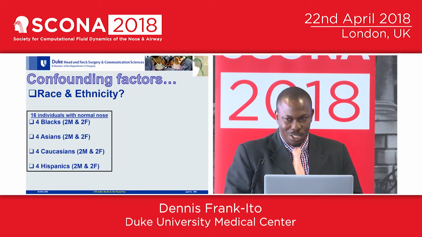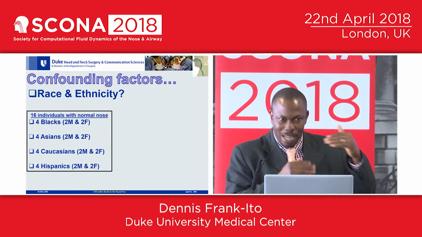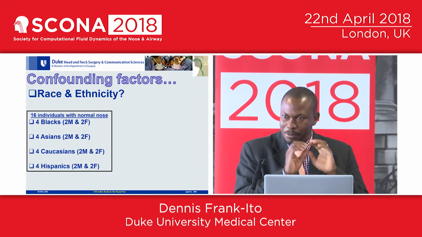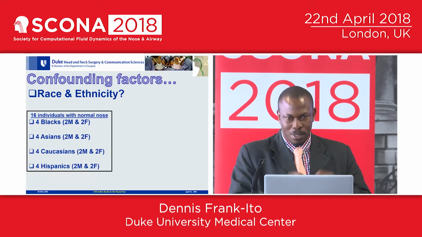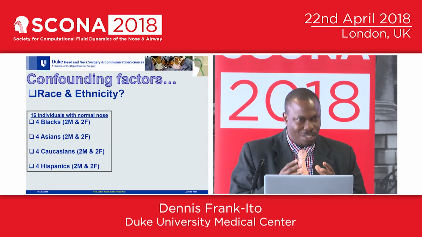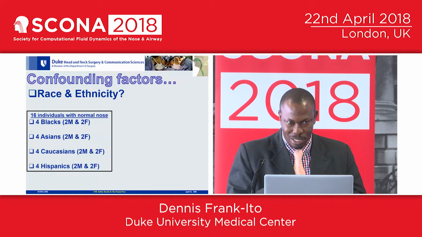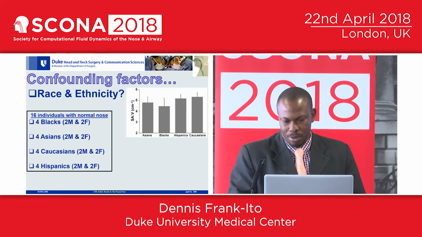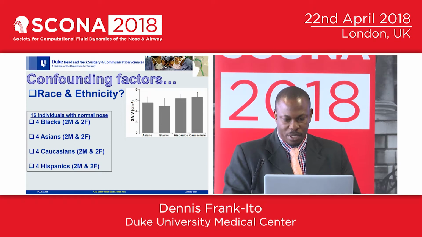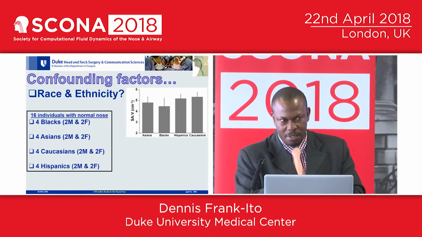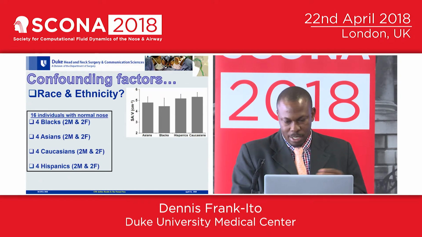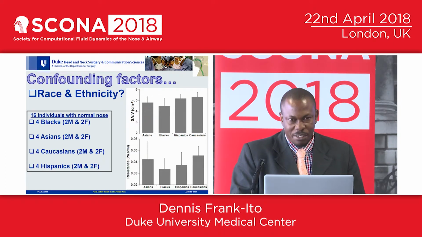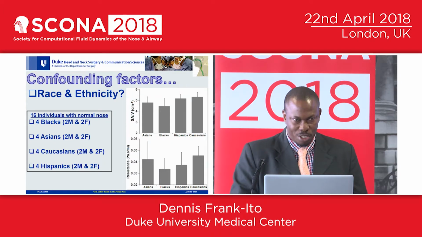So we did a study, and this is a small study, so my results are just based on a very small sample size. But that is why we need to gather our data together so we can do a larger study to see what's going on. We looked at the surface area to volume ratio. Blacks tend to have a lower surface area to volume ratio, and the Caucasians a little bit higher. Then we looked at resistance, and that was the distribution.